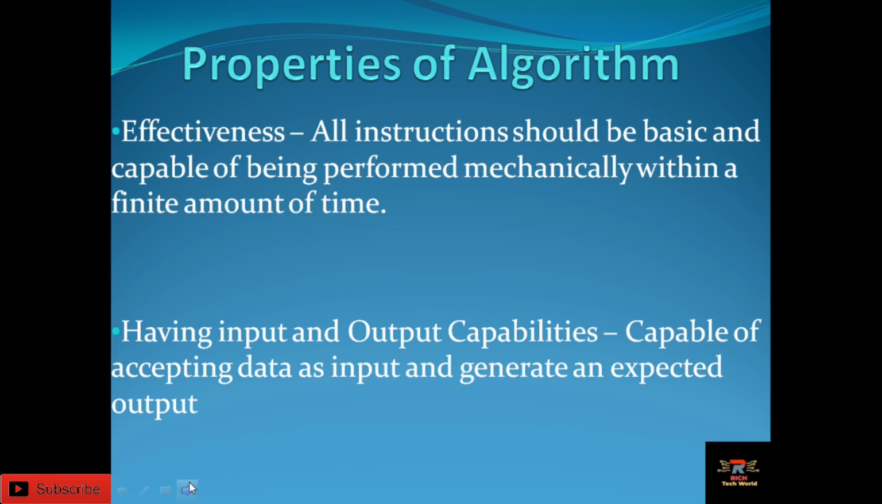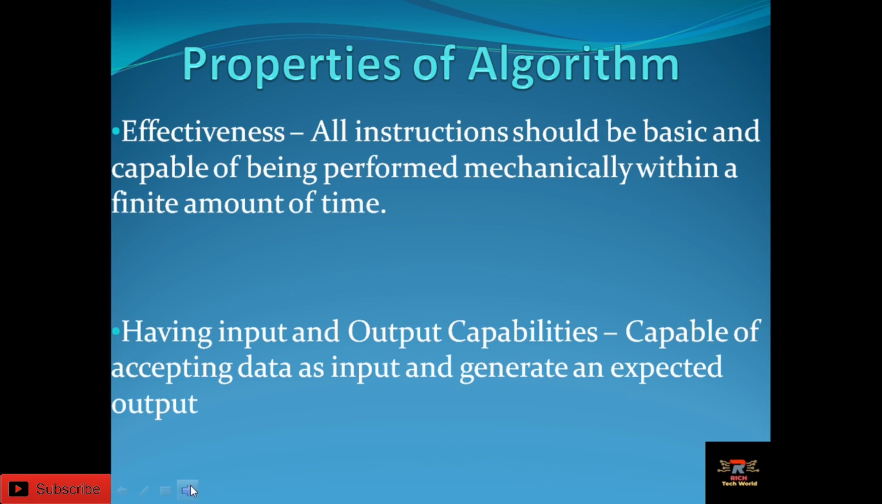And the last thing I'm going to talk about under the properties is your algorithm being able to have input and output capabilities. The algorithm should be able to accept data as input, process that data based on the instructions you've given, and also give a required output. So those are the input and output capabilities of your algorithm. It should contain that as well.